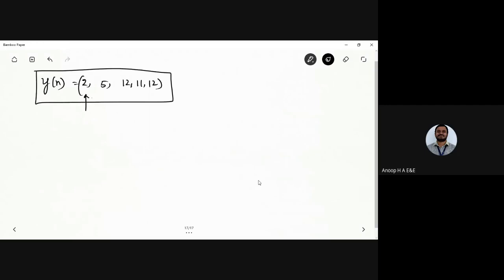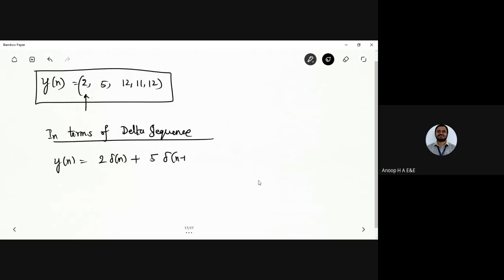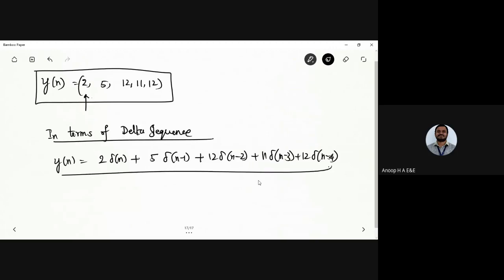So I have y of n as the signal. How can I write it in terms of the delta sequence? I can write it as y of n equals 2 times delta of n plus 5 times delta of n minus 1 plus 12 times delta of n minus 2 plus 11 times delta of n minus 3 and plus 12 times delta of n minus 4. This is how I can write it in terms of the delta sequence.